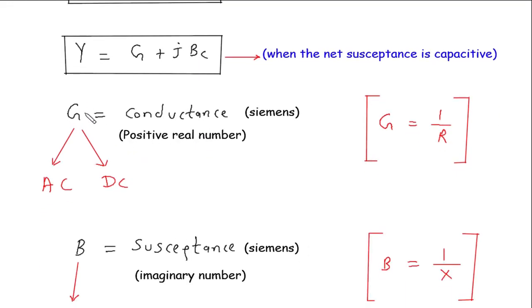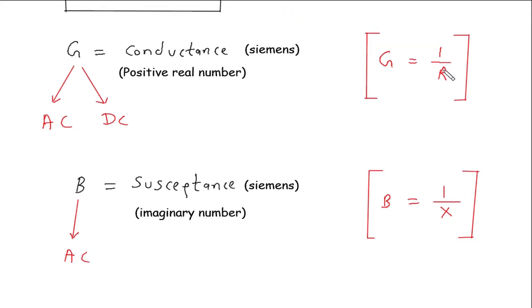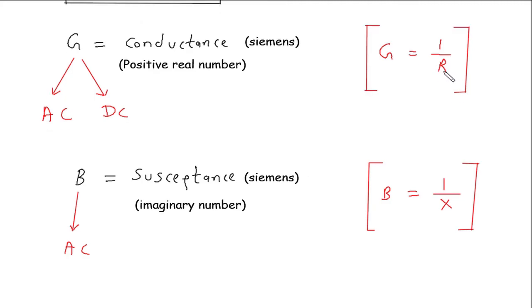G, that is conductance, is observed in both AC and DC. Its unit is Siemens. It's a positive real number. The reciprocal of resistance is conductance: G is equal to 1 by R. Susceptance is capital B. It is observed in AC only. Its unit is Siemens. It's an imaginary number. The reciprocal of reactance is susceptance, so B is equal to 1 by X.